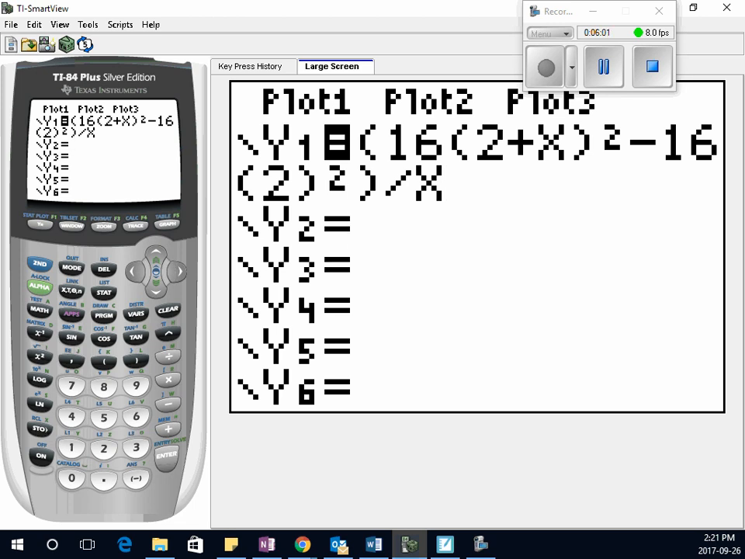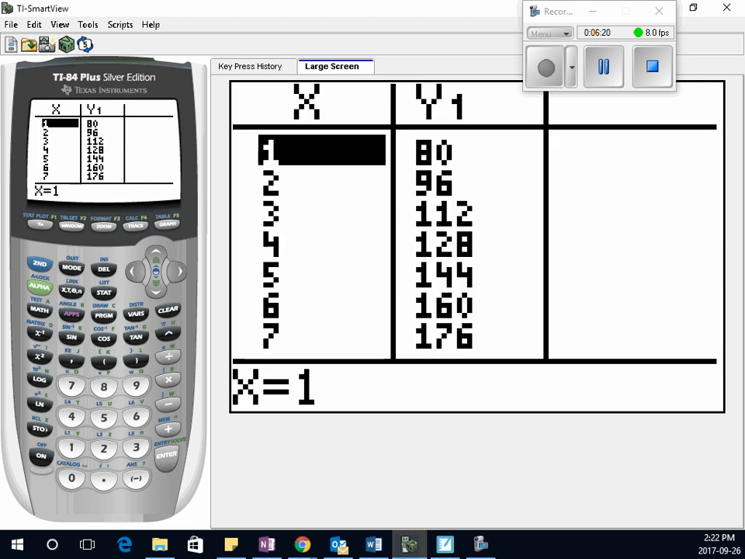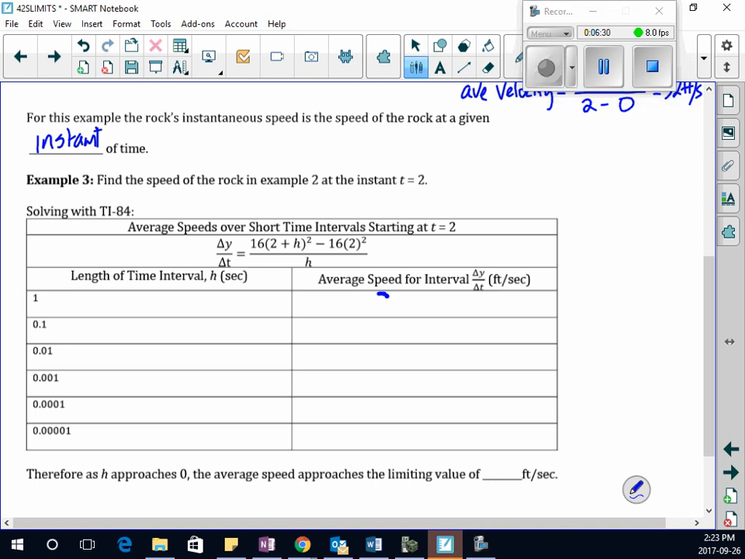Okay, so I'll wait. So go to your second function of your window and go to table set. We're going to start at 1. We're going to put 1. And then we're going to look at the table there. Does everybody see? We get a table like that. Go second function. So we just found on our graphing calculator that we get 80 there. Does everybody agree? How do I get 0.1 in my table now? Do it again. Oh my gosh.